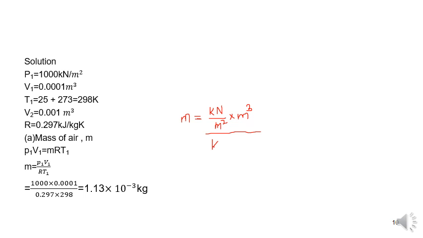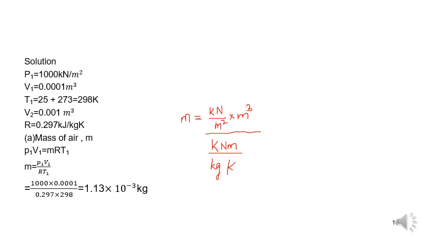So I am writing joule as a Newton meter. We know that 1 joule is equal to 1 Newton meter. So I am writing joule as a Newton meter divided by kg Kelvin. Kelvin, capital K.